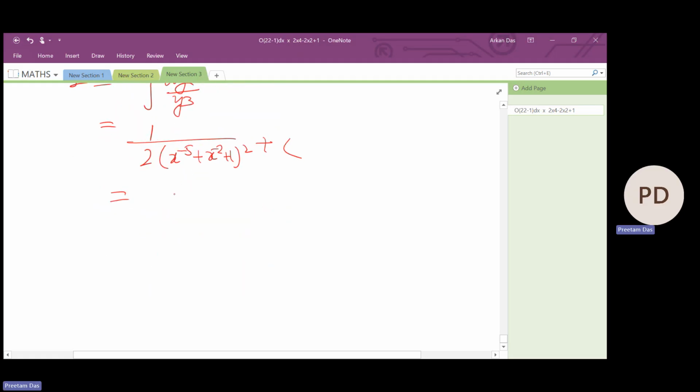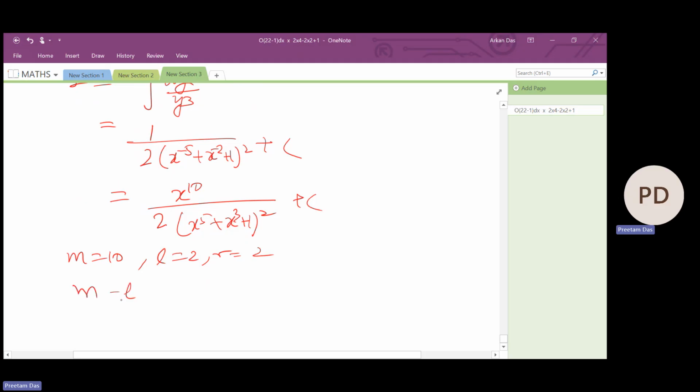We can write it in terms of positive power. x raised to 10, 2, x raised to 5, x raised to 3 plus 1 whole square plus c. So what is m? It is 10. What is l? It is 2. What is r? It is 2. So what is (m minus l) over r? 4.